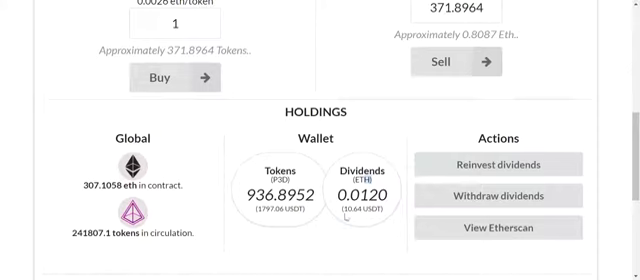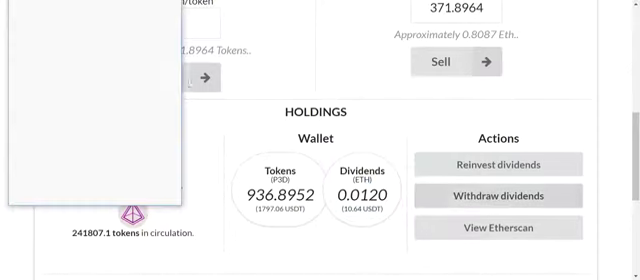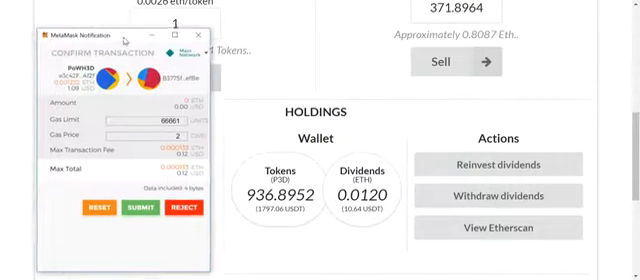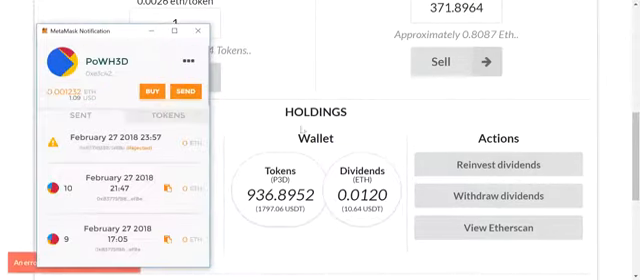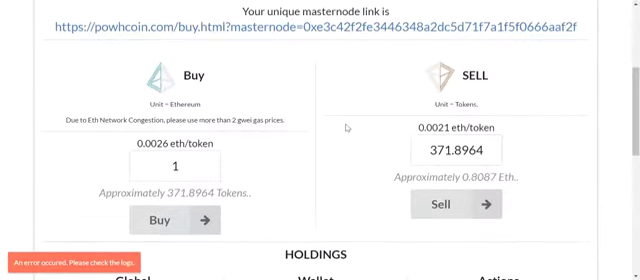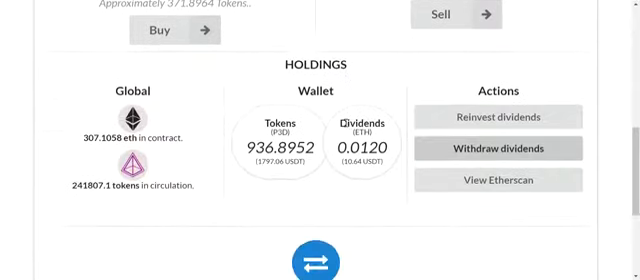This dividend, this $10 worth of Ether, I can hit this button, withdraw. There goes my wallet. I hit submit, and I've just withdrawn my Ether. This is happening on the blockchain. Everything that happens here is code that is on the blockchain. There's no need for any human being to be involved.